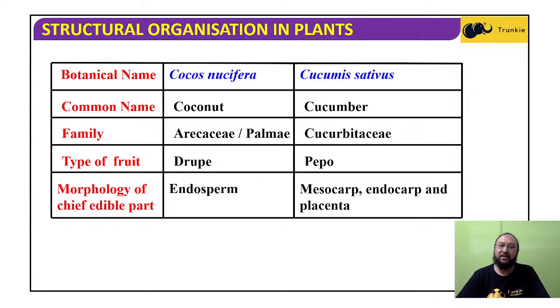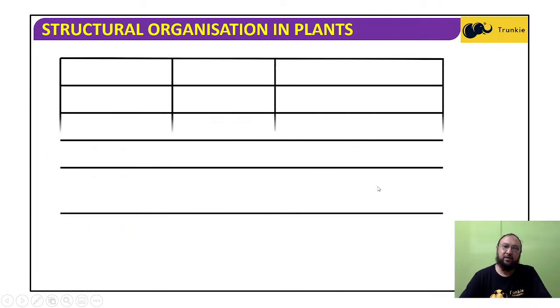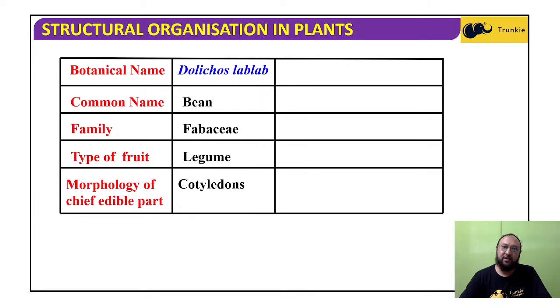Now here, in the case of cucumber, it is Cucumis sativus, and it belongs to the family Cucurbitaceae. The type of fruit is the pepo. The mesocarp, endocarp, and placenta are eatable, and the seed is there. You can see the placenta in the central region, and the mesocarp. Now, other examples.